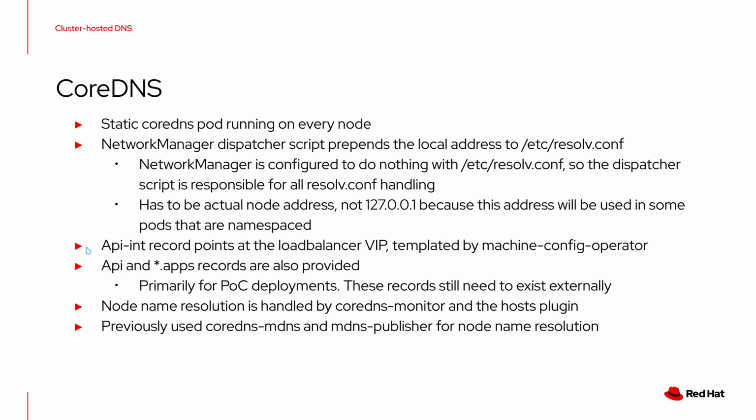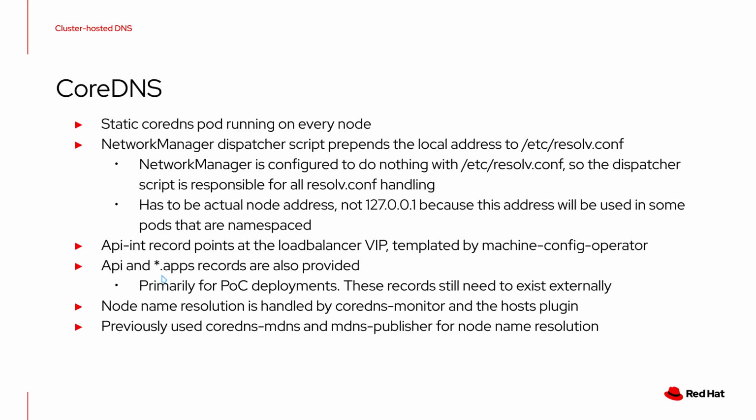So the API int record is one that's required for all OpenShift clusters. It's how the cluster talks to itself, and so that is provided by this CoreDNS. It's just the API load balancer VIP, and that is templated in by machine config operator because MCO has access to the configuration data that tells us what the VIP is.